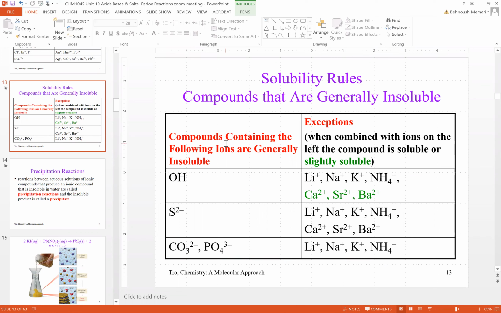Sulfides are insoluble. What does that mean? If you have iron sulfide, it's going to be insoluble. But if you have sodium sulfide, it's going to be AQ, soluble. If you have any of these ions combined with the sulfide, it's going to be soluble, but anything other than this small list would be insoluble. Carbonates and phosphates are insoluble unless you have one of these four ions.